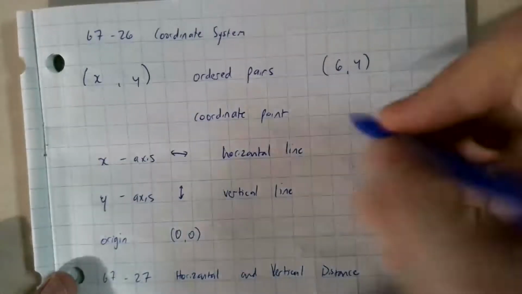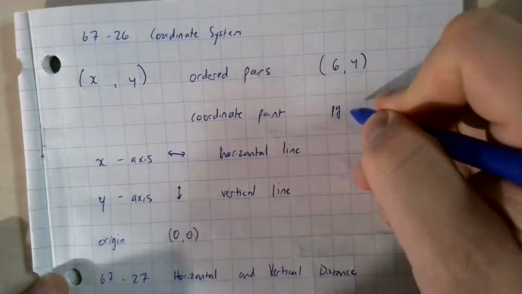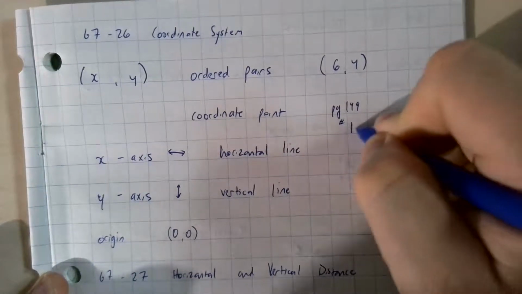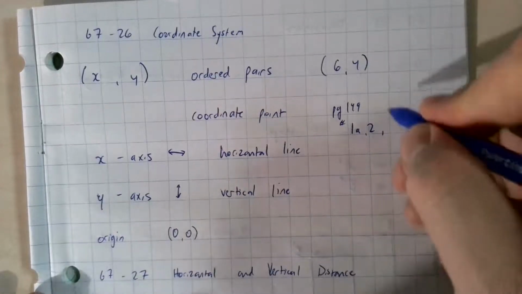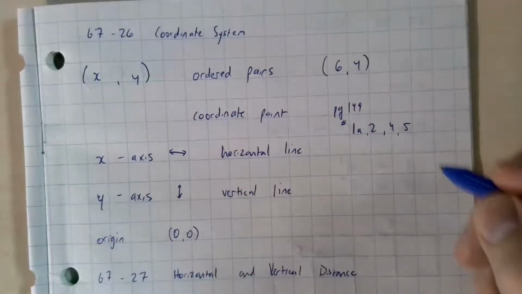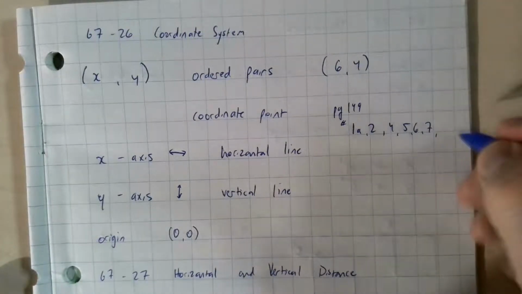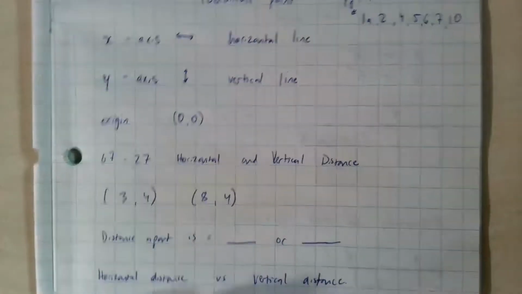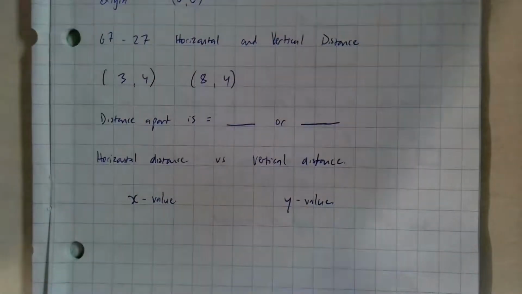For that page, what I'd like you to do is the following questions. We have page 149, and we will be doing number 1A, 2, 4, 5, 6, 7, and 10. So page 149, those are the questions you should be doing. We're going to continue doing the next page because they all have a similar idea. Our next one's talking about horizontal and vertical distances.